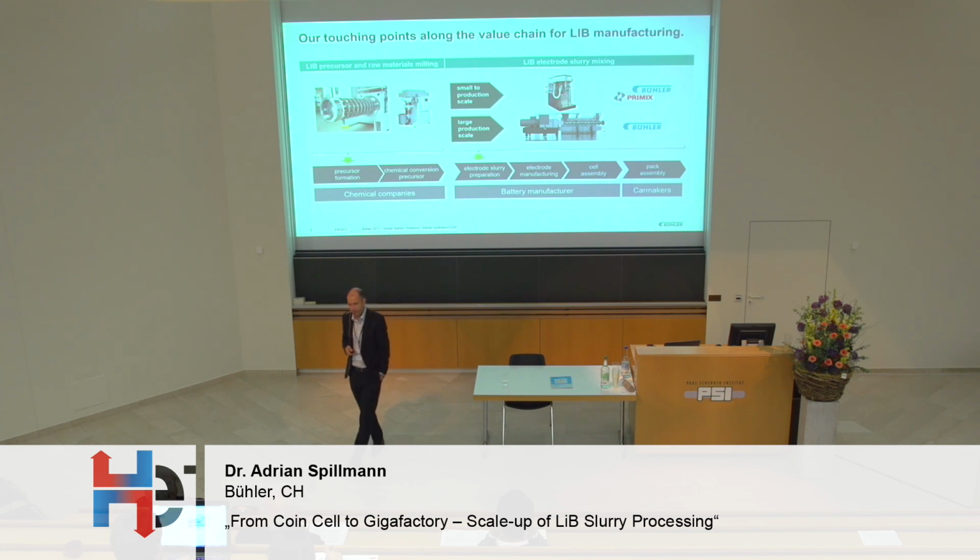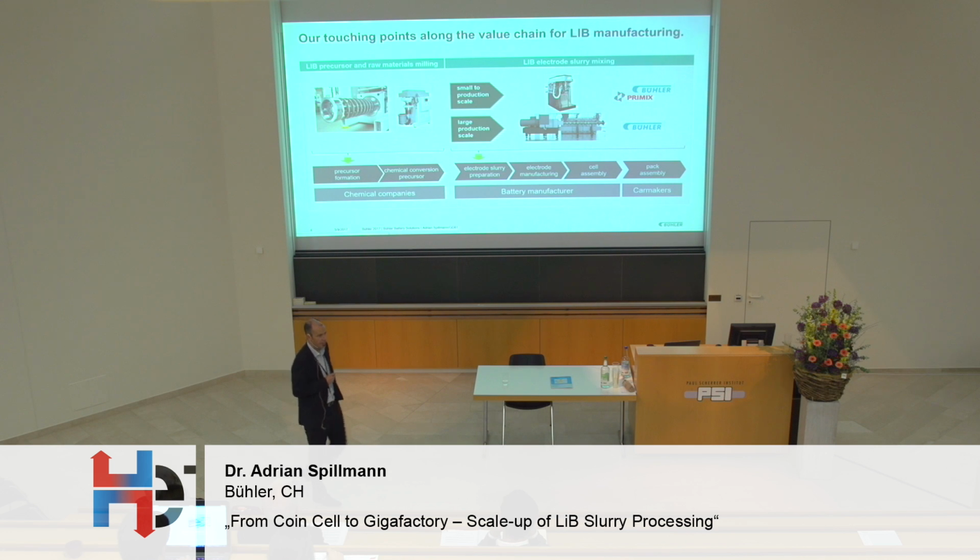First of all, we provide wet grinding equipment on the left-hand side. This is used for the production of active materials, for anode and cathode, and the precursors thereof. For example, for cathode, we have LFP materials or the precursors which need to be ground to a certain particle size. It's typically in the order of 200 nanometer.